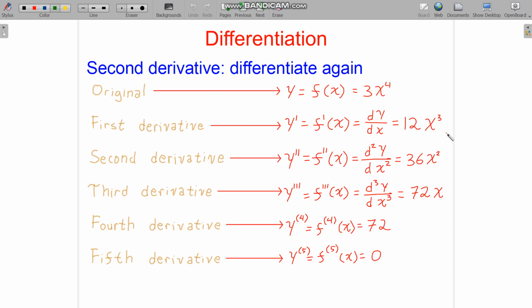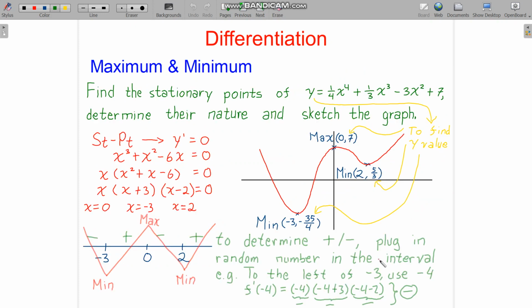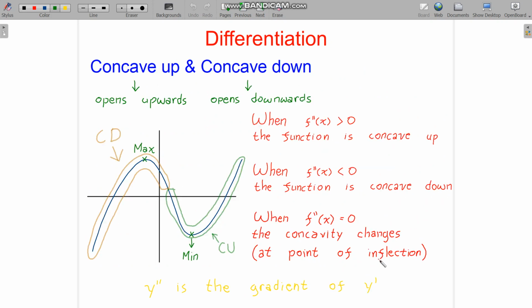Next, second derivative or higher derivative. If the original function is 3x to the power of 4, the first derivative is the dy dx or the y prime or the f prime, which is bring the power down. 4 times 3 is 12, the new power is 3. For the second derivative, we simply differentiate again. So bring the power down, 3 times 12 is 36, the new power is 2. The third derivative, we differentiate again. 2 times 36, 72, the new power is 1. Differentiate again, differentiate again. That's how you find the higher derivatives.